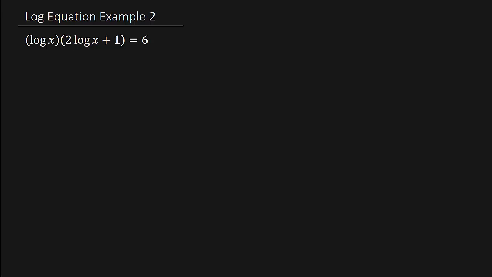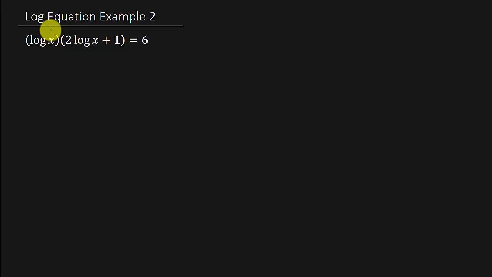Now, the first thing that you might jump to is set log x equal to 6 and set 2 log x plus 1 equal to 6. You can't do that, okay? We need to get everything to one side and set it equal to 0.